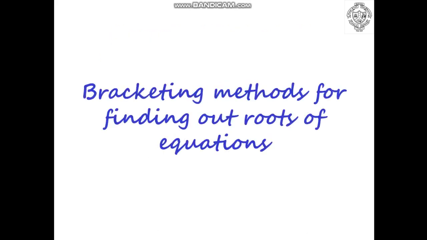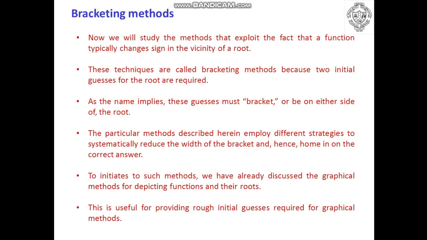We will be starting with bracketing methods for finding the roots of equations, which include two methods that we are going to study. The first method is the bisection method and the second method is the regula falsi method, and if time permits we will try to study the secant method. So, bracketing methods.